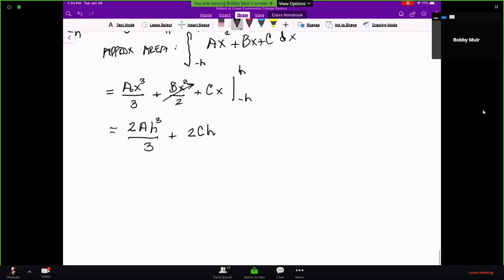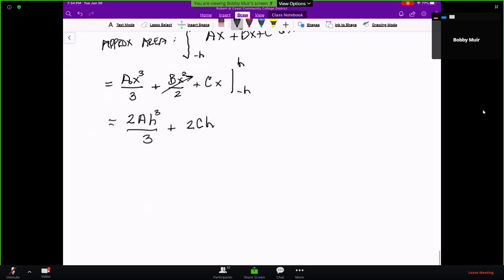All right, and let's see here. Maybe if I do a little factoring here. How about I factor h over 3 out of this? So if I factor h over 3 out, what we're left with is 2a h squared plus 6c. So whatever the approximating parabola is that we decide is going to approximate that particular area, this is what it would be.